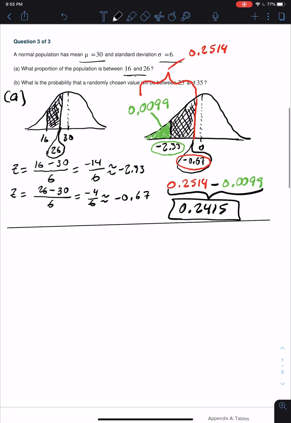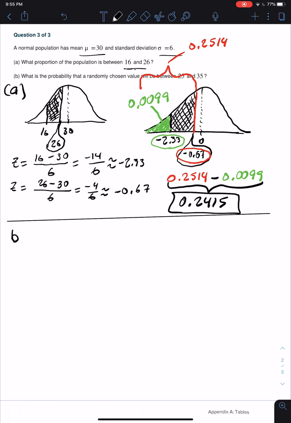Let's see if we can do part B. And then we're done with 7.2, at least the assignment part of it. So we take a look at this one. Let me get rid of some of this right here so we can see what's going on. What is the probability that a randomly chosen value will be between 25 and 35?